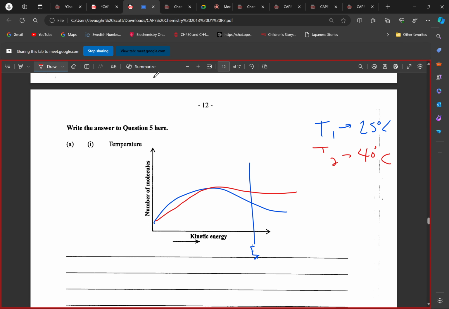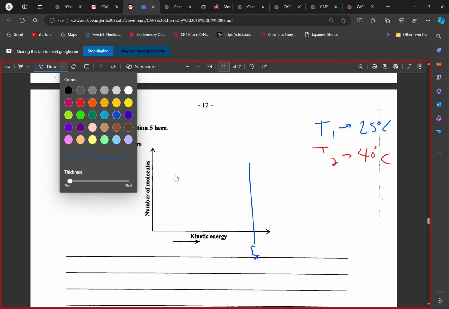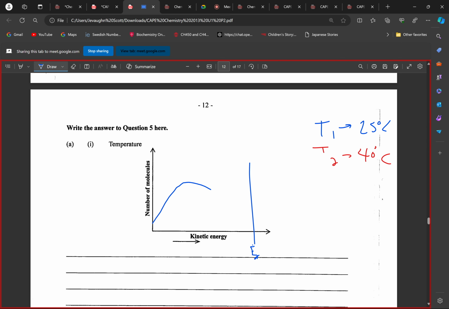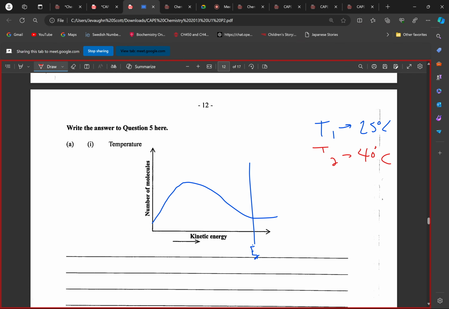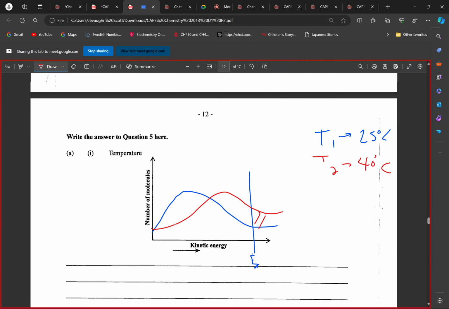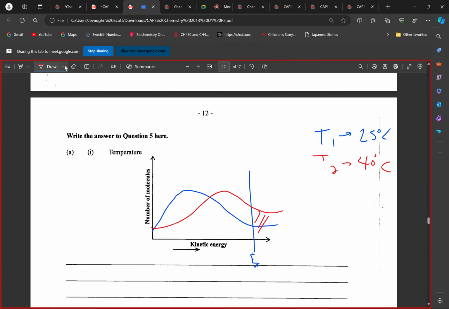So I think I should draw the lines a little bit better so I can explain a little bit better. Let me draw it a little bit better real quick. But you guys need to know how to provide a Boltzmann distribution curve at this level and beyond. And the number of molecules now with the sufficient kinetic energy will be higher at T2 than at T1.